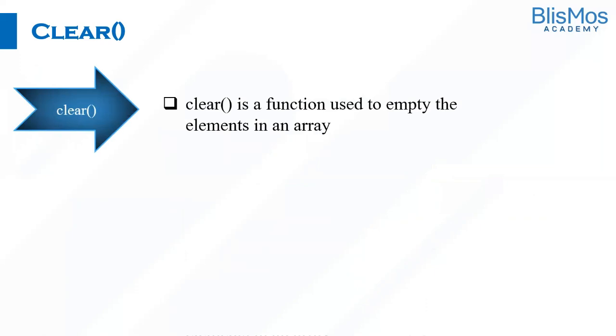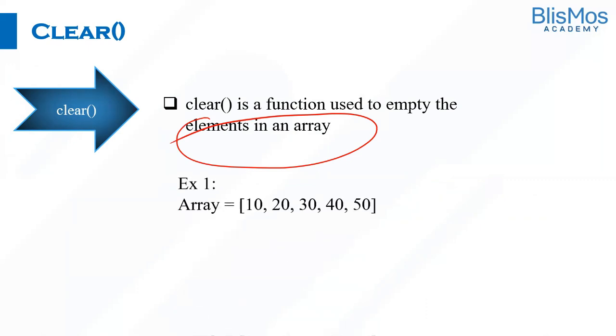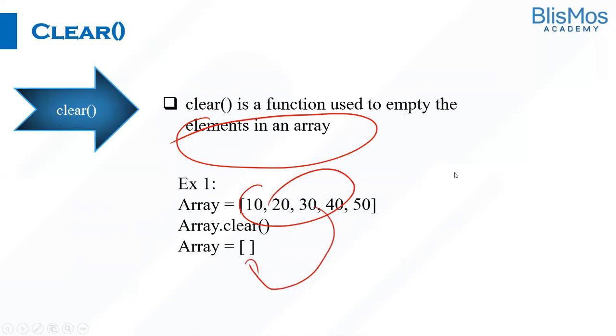One more option is clear. Clear is a function to empty the elements in an array. You want to keep the array intact, but you want to remove the elements, then you can use the clear function. We have an array. If you say array.clear, it will remove all the elements of that array. Let us see all these functions as a part of the hands-on.